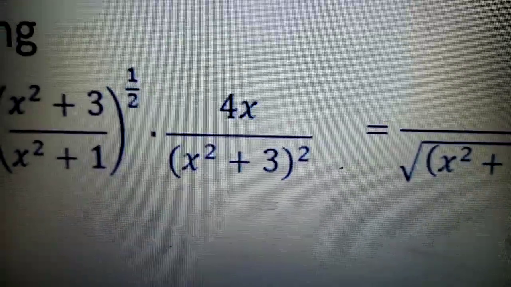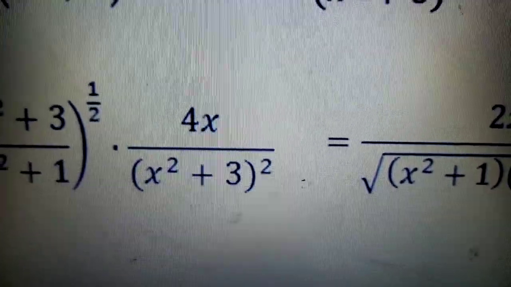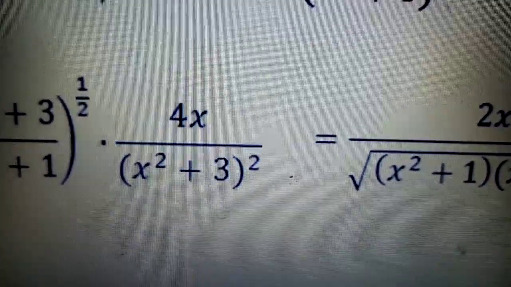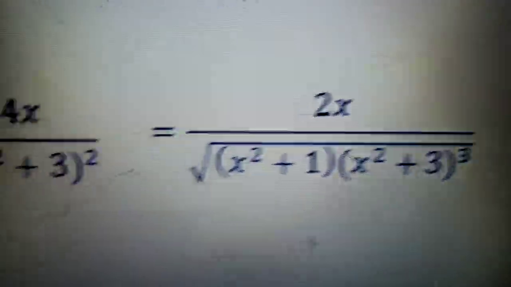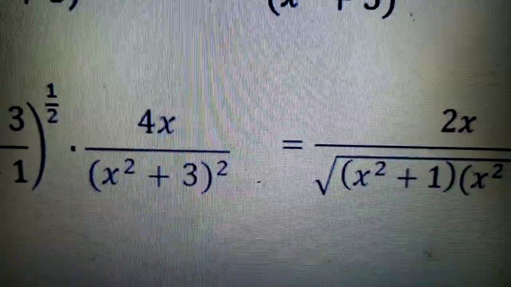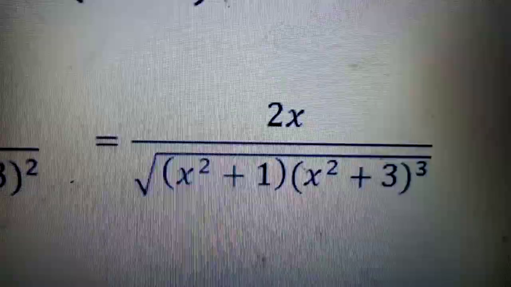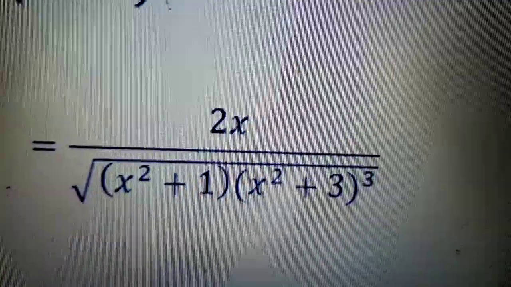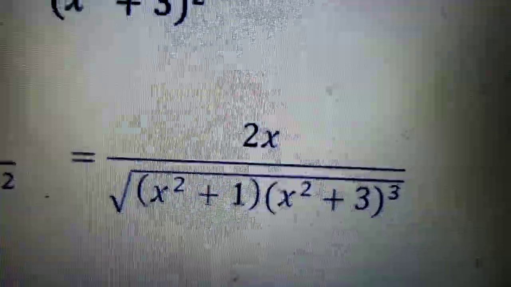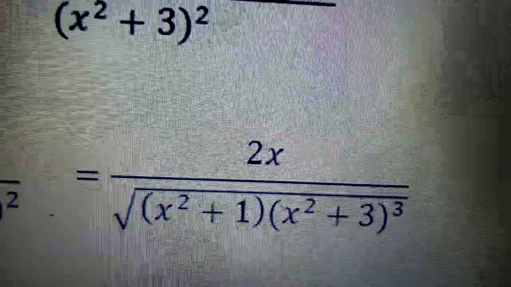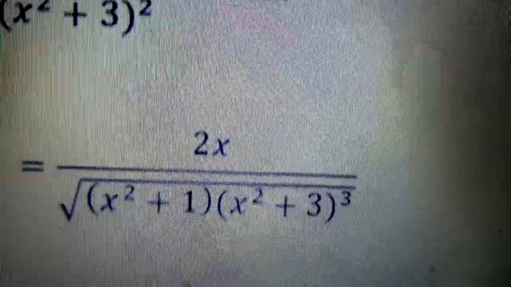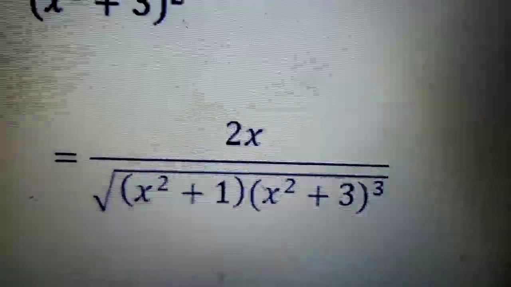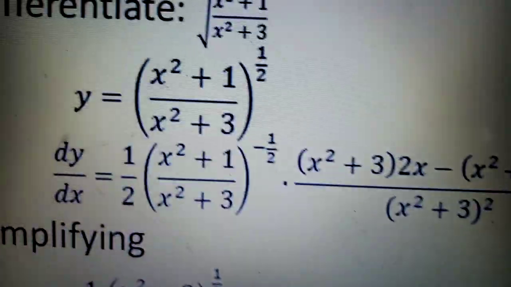Then for the 3 over 2, the over 2 means the square root, so we'll be left with the 3 as the power, x squared plus 3 square root cubed. So the result once again is 2x all over square root of x squared plus 1 over x squared plus 3 all cubed.